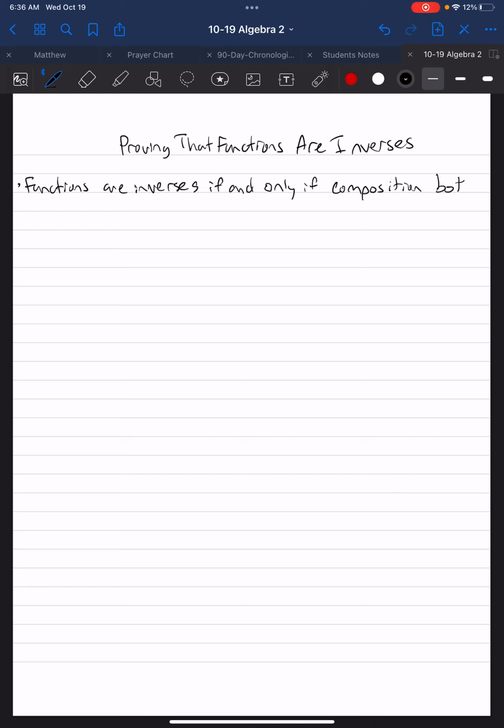So functions are inverses if and only if composition both ways yields x. Let me show a quick example.